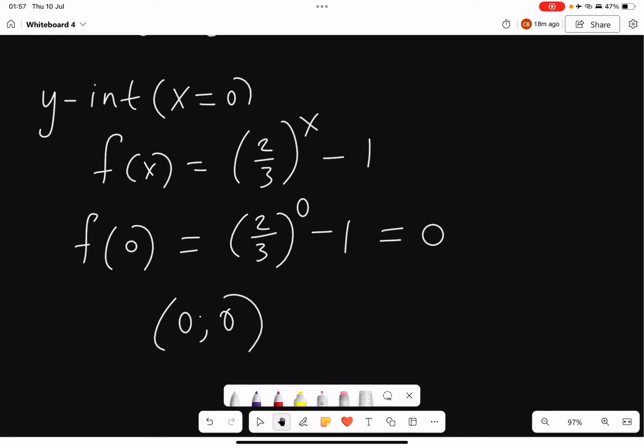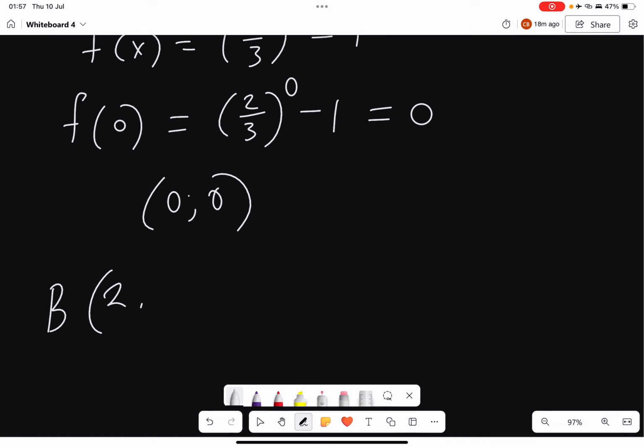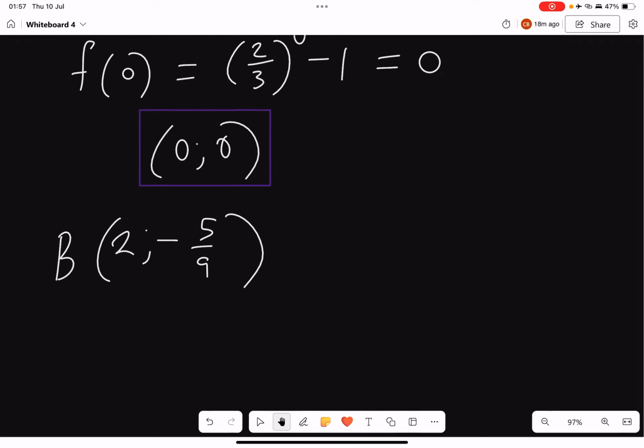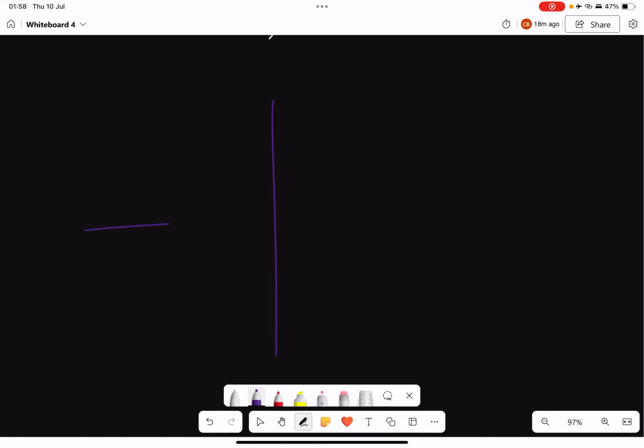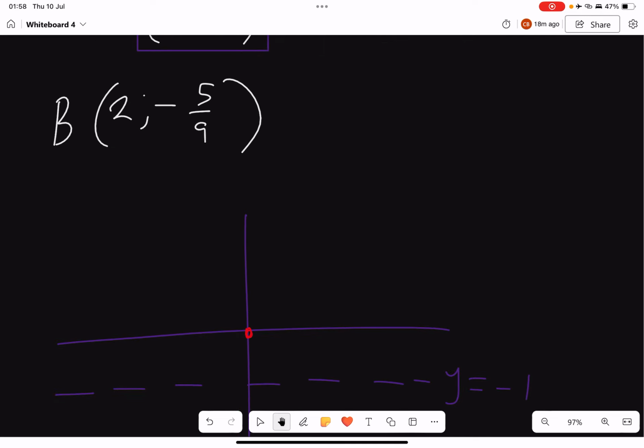And then we know a point already. B is (2, -5/9). Okay? So now I have 2 points and the asymptote. I can easily sketch my function. The reason I don't do the x-intercept is because I can see I'm passing through the origin. So I don't have to do the x-intercept. So my graph will be a rough sketch like this. The y asymptote is at -1, so we put y equals -1 there. The first point is (0, 0). The second point was (2, -5/9).